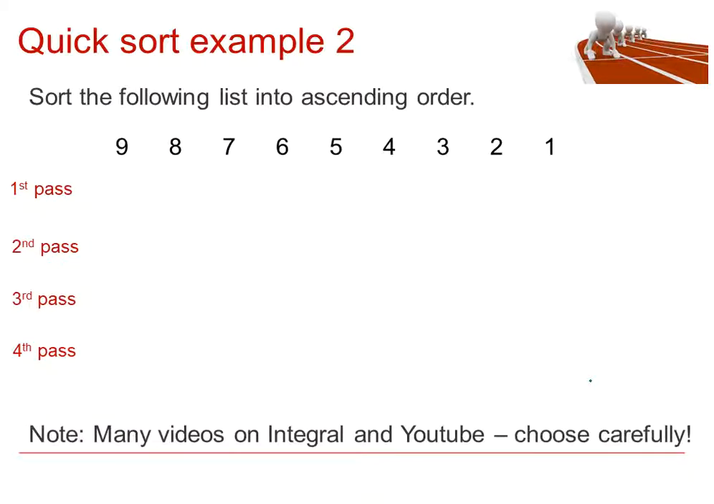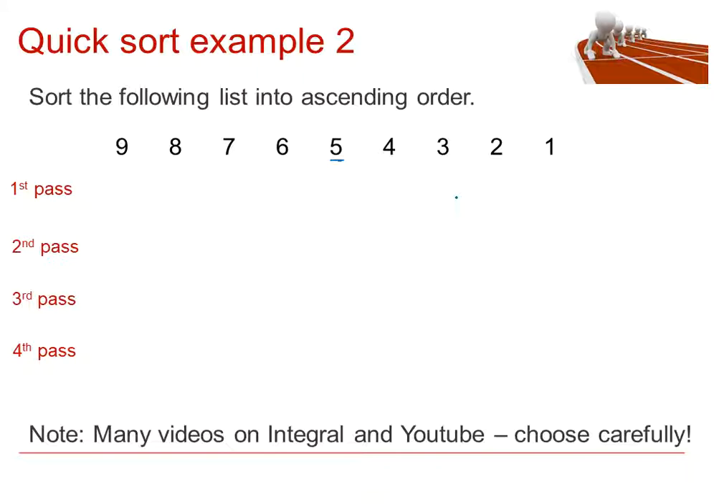So example 2, I'm going to organise these numbers into ascending order, and you can see that they are in reverse order. So we should see here how efficient the Quicksort algorithm is at sorting out a reversed list. So we've got 9 elements in the list, so 9 add 1 over 2 is 5, so the 5th element is my pivot. So 1, 2, 3, 4, 5, so there's my pivot, so I'll underline it so I know it's a pivot.